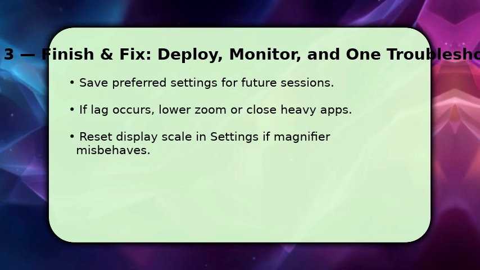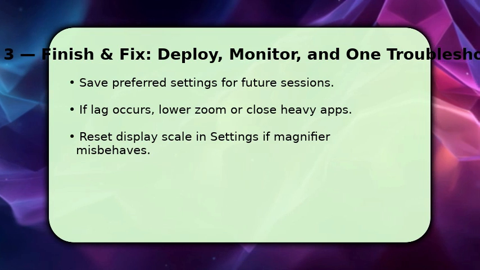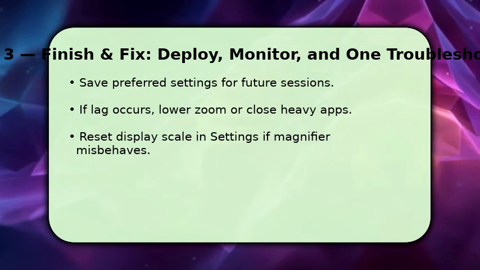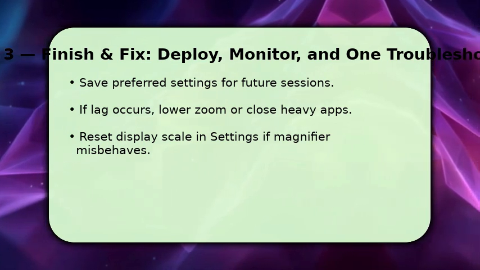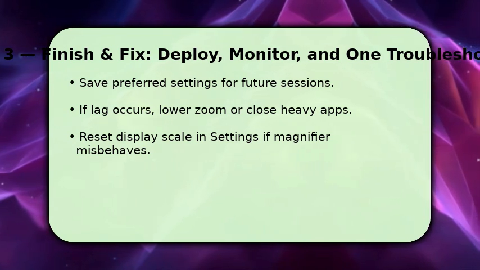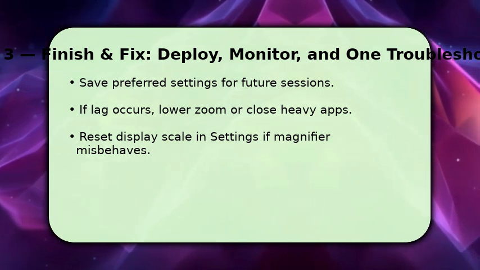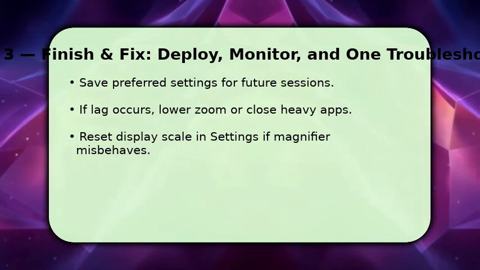If the zoomed view stutters or apps appear blurry, reduce the zoom level, close GPU-intensive programs, and make sure your display driver is up to date. If the magnifier behaves oddly, reset your display scaling in settings to 100%, then reapply your desired scale. This usually clears rendering glitches, and if not, restart Windows to restore normal display behavior.